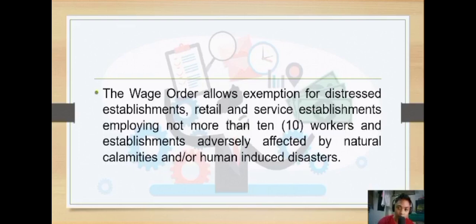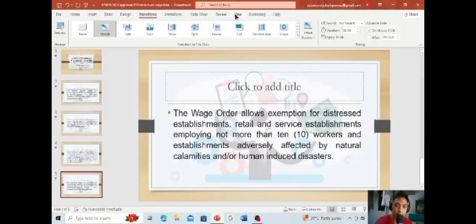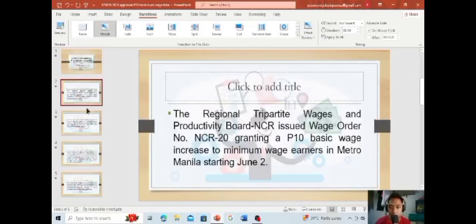So workers and establishments adversely affected by natural calamities, this is pretty common. Natural calamities include typhoons and earthquakes, and human-induced disasters, or some technical problems inside. And yeah, that is for the exemption from the wage order issued by the National Capital Region Regional Tripartite Wages and Productivity Board. So that's all for my report.